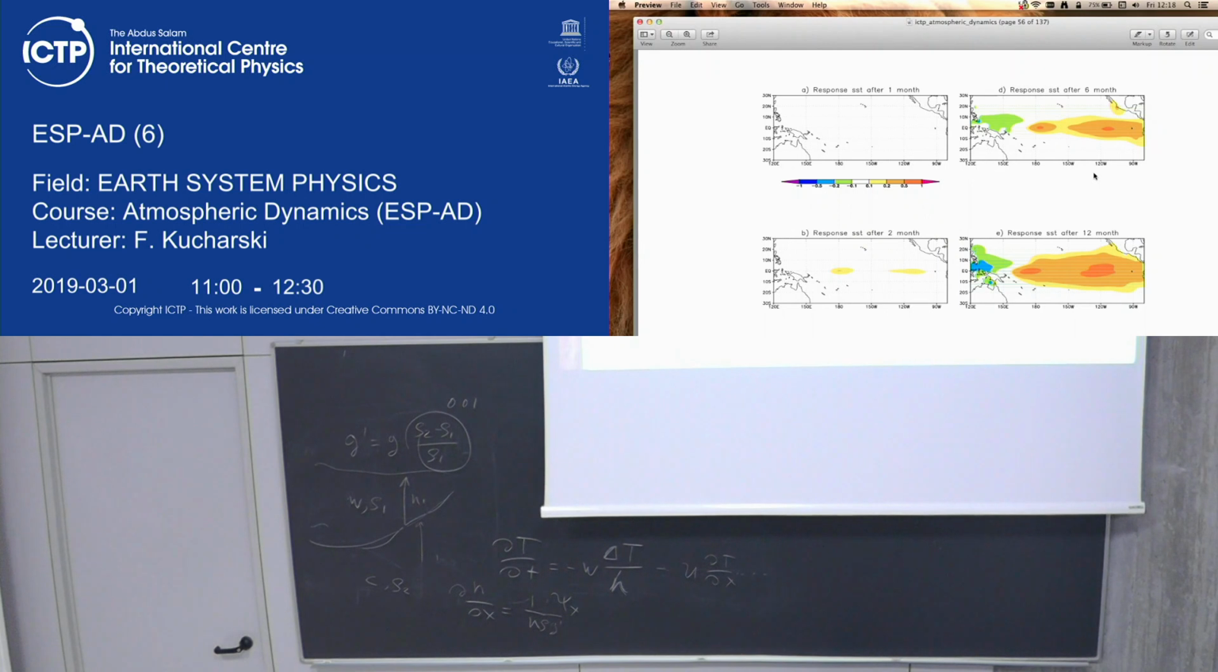The reason is that the signal is so close still to the forcing region and the surface and the thermocline is so deep that the temperature signal has not reached yet the surface. The temperature signal reaches the surface only later on. And there are actually two things that are happening.